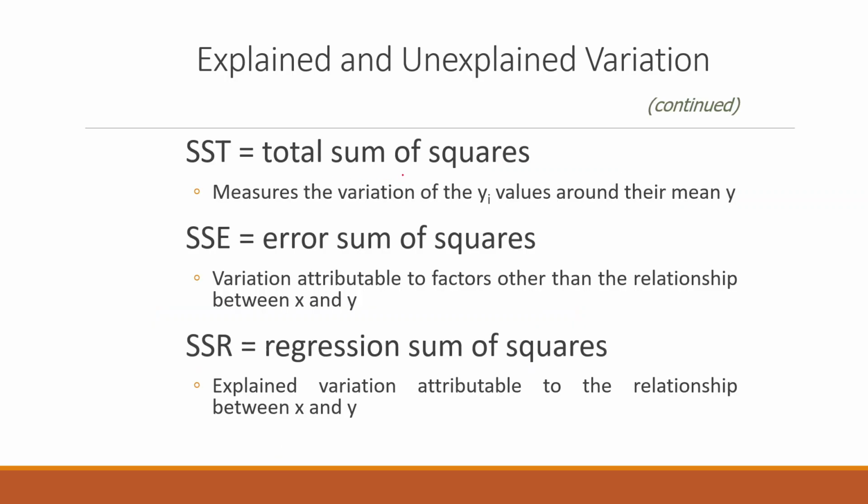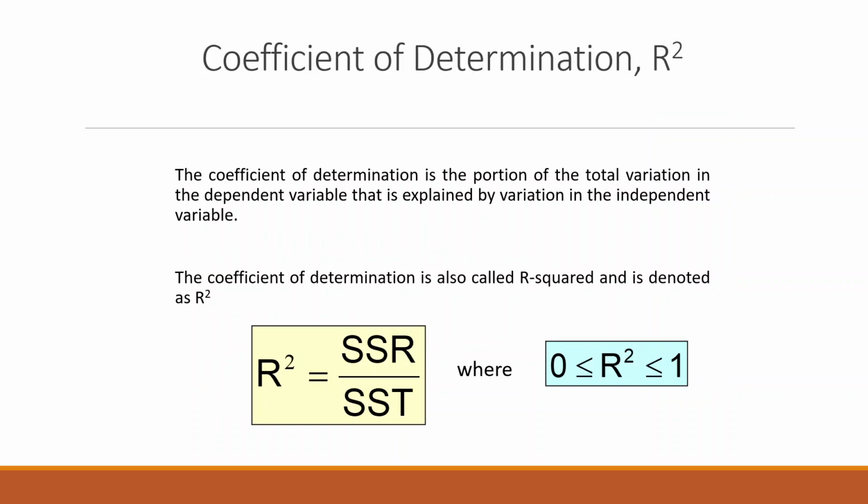So SST is equal to total sum of squares, that is the measure of variation of the yi values around their mean y. SSE is error sum of squares, variation attributable to the factors other than the relationship between x and y. SSR is regression sum of squares, explained variance attributable to the relationship between x and y. These are the technical definitions which they have given.